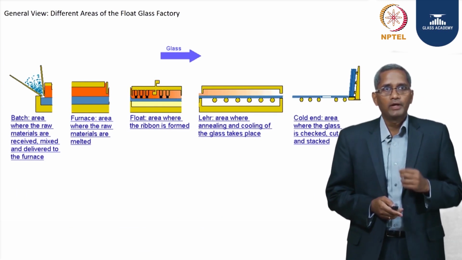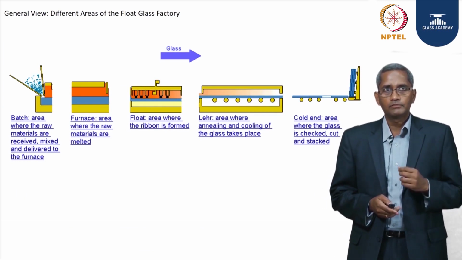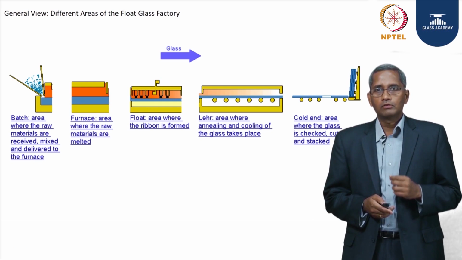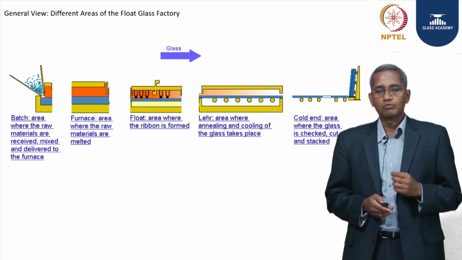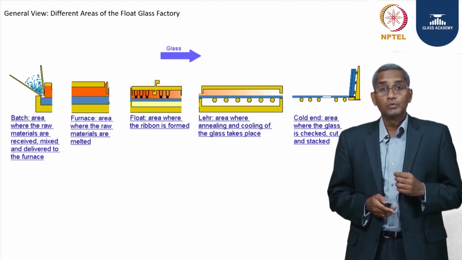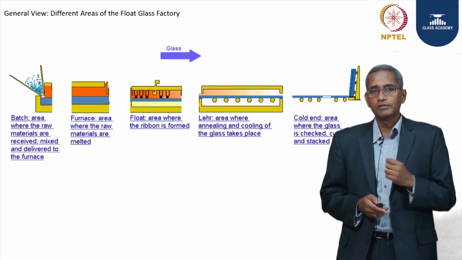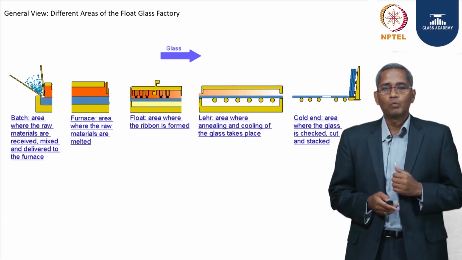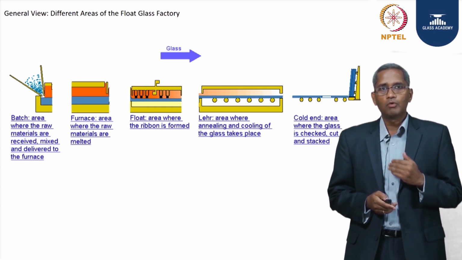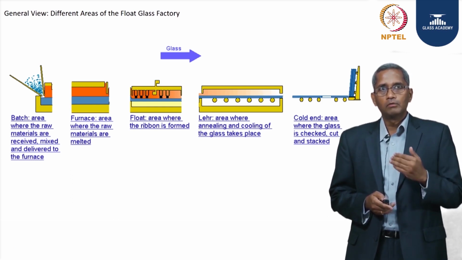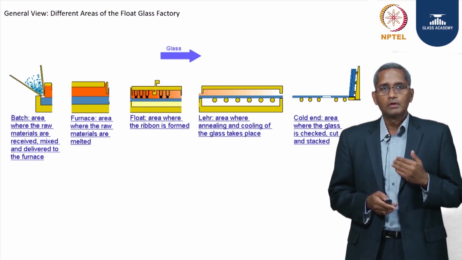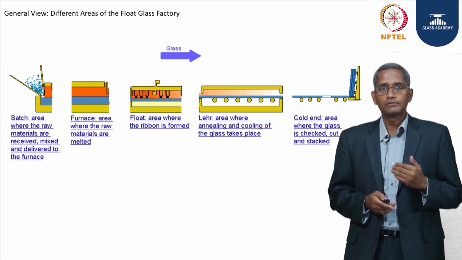So the batch area is where the raw materials are received. They're mixed in the right proportion and delivered into the furnace. The furnace area is where the raw materials are melted, as I said, at a temperature of 1600 degrees centigrade, which, mind you, is 1/3 the surface temperature of the sun. From there it is taken into the float bath, where there is a molten tin bath, on top of which the glass is made to float. At that time, we use equipment like the top roll machines to give it the thickness and the width which we want to meet the customer demands.